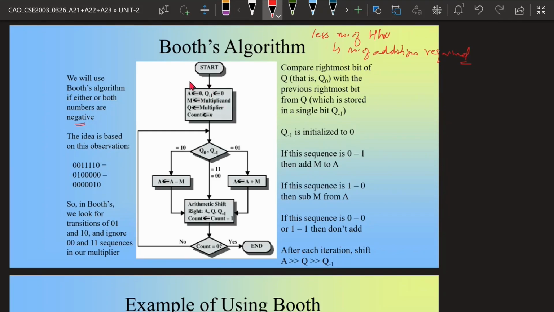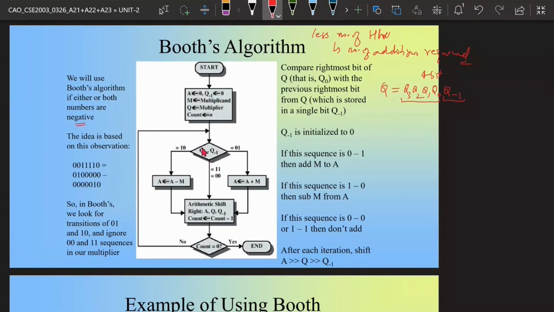So we will be proceeding further. Suppose this is the start, and after that we should be considering the accumulator, which will be initialized to 0, and here Q minus 1 is there. If Q is, suppose, a 4-bit number, then Q will be Q0, Q1, Q2 and Q3. But there is an extra bit, that is Q minus 1, next to Q0. If it is 4-bit multiplication, there is an extra bit for Q, that is Q minus 1. Q minus 1 is initially 0.